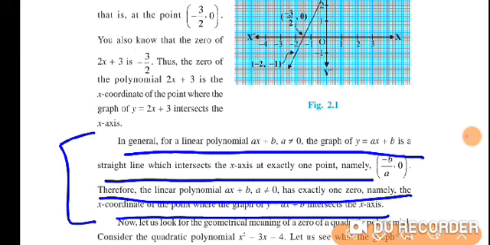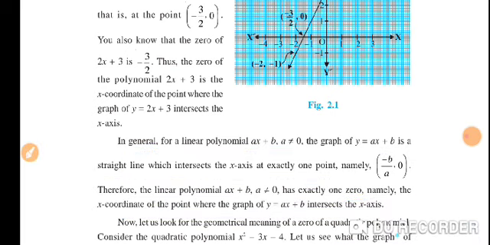It is asked in the objective. Is that point clear? They may ask you what is the zero of the linear polynomial. Then you will say it is minus b upon a. And if they ask you the coordinate of that particular point on the graph, then it will be minus b upon a and 0. And how many zeros are there for a linear polynomial? You will say it is 1.